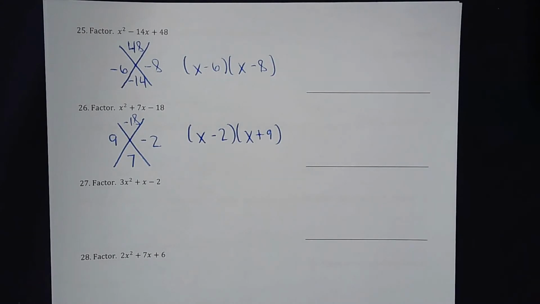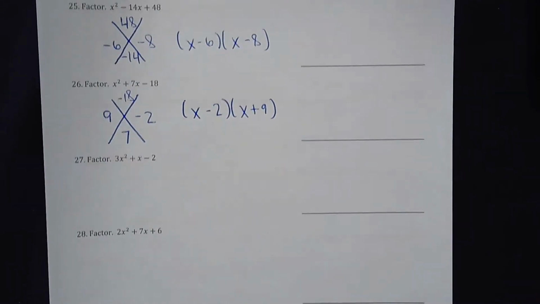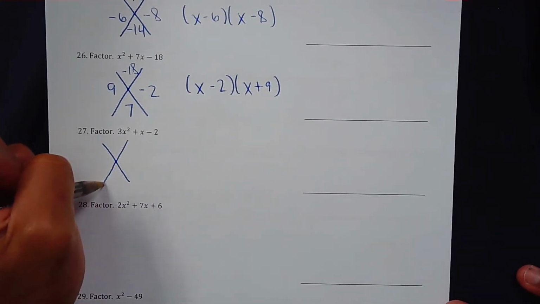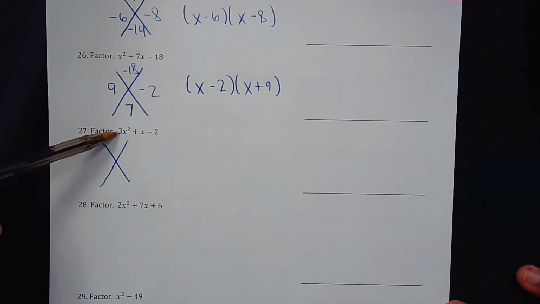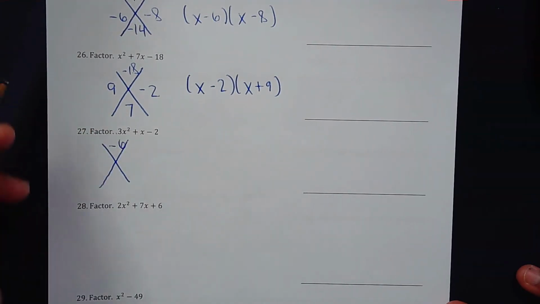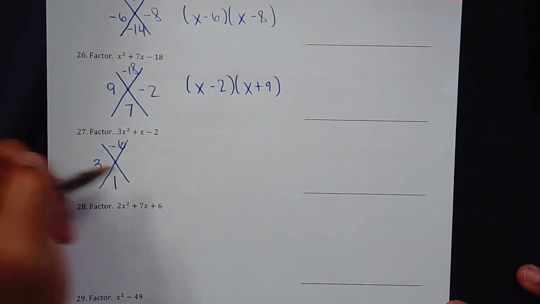All right, 27, we want to go ahead and factor this. So we use our x method. Remember, we multiply these two numbers together. 3 times negative 2 gives us negative 6, and they need to add up to 1. So 3 and negative 2 works.